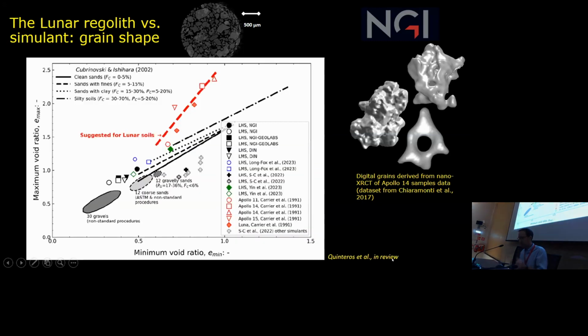And I'll just end with this last slide. If you take all of these, terrestrial soils and simulants, and you plot them by their minimum void ratio, so their densest state, and their maximum void ratio, their loosest state, and you compare those to all the Apollo samples, you see that they actually don't line up. This is a paper that we have in review right now, trying to look at what the differences are, and now starting to understand and maybe be able to incorporate them in simulations. That's it. Thanks.